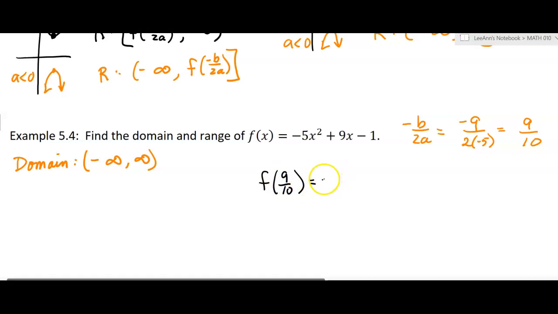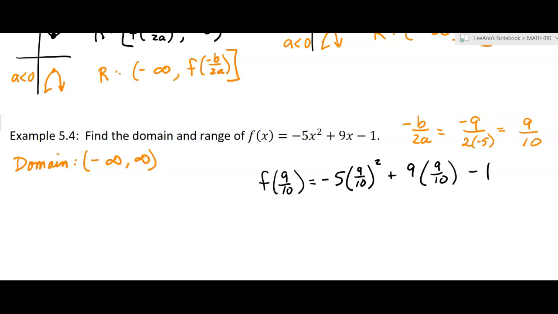So now what I'm trying to do is find f of 9/10. So I plug that in: negative 5 times 9/10 squared plus 9 times 9/10 minus 1. They really want us to do some fractions here. Now, I'm going to tell you, in the book, if you follow along with the book, they made an error. They didn't put the negative on the 5. So their answer's wrong. But these things happen. We all make mistakes. Okay, so now I'm going to have negative 5 times 81 over 100 plus 81 over 10 minus 1.